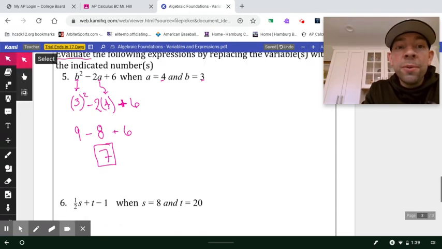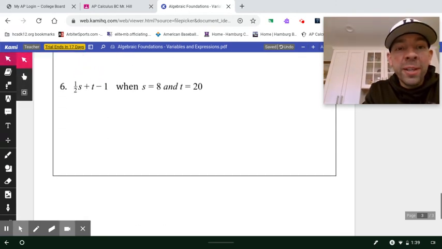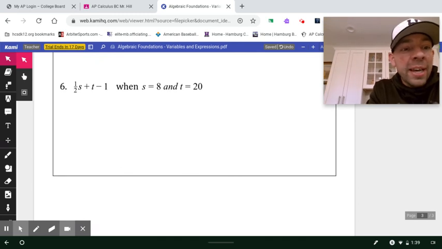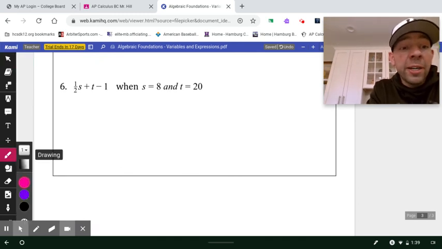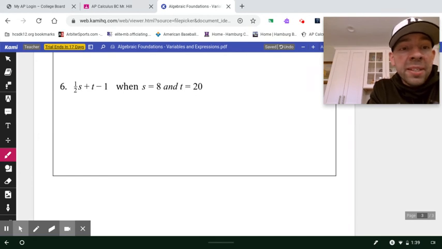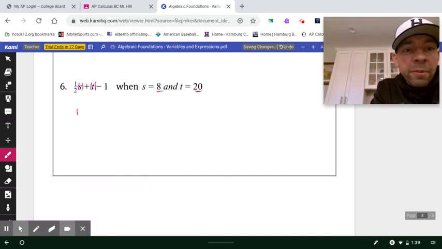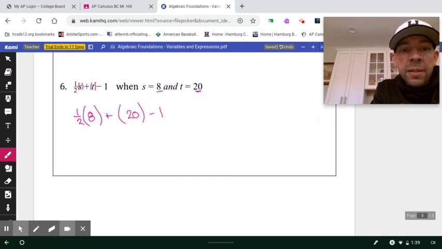All right, closing things up tonight. And feel free to try this one on your own if you want to test it on some scrap paper and then come back and check your answer with mine. I'm going to replace this s right here with an 8. And I'm going to replace this t right here with a 20. So I'm going to rewrite it as 1/2. Replace the s with an 8, replace the t with a 20, and moving, I'm going to take care of my multiplication first. So 1/2 times 8 makes 4. 4 plus 20 makes 24, minus 1 makes 23.